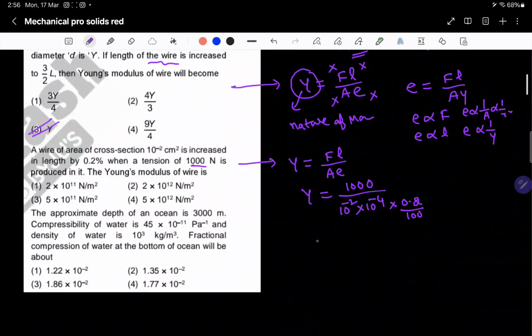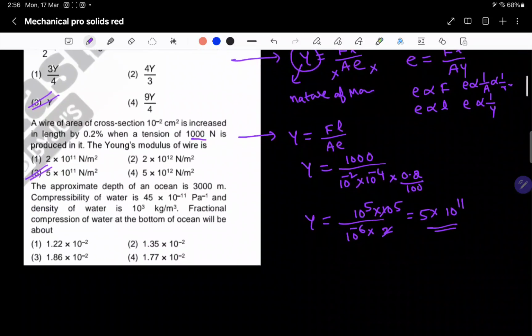Okay. So now simplification only. Y equal to 1000 here, 100 here, 10 to the power of 5 by 10 power of minus 6 here. 0.2 is nothing but 2 by 10. Okay. So now here 2, 5. So 5 into 10 power 5, 10 power minus 6 is nothing but 10 power of 11. So 5 into 10 power of 11, given third option, students. 5 into 10 power 11 for this question. Clear? Direct formula based question, simplification.